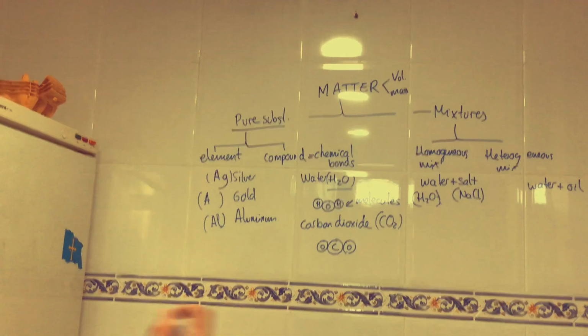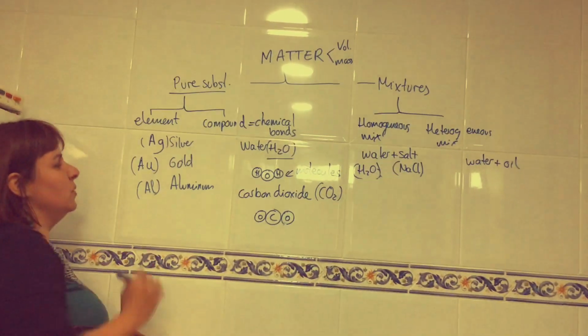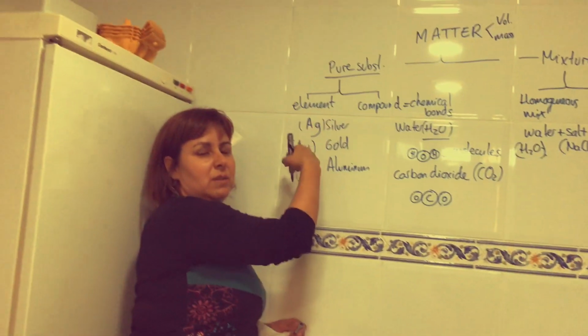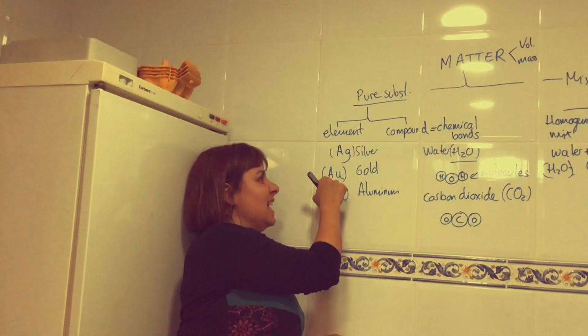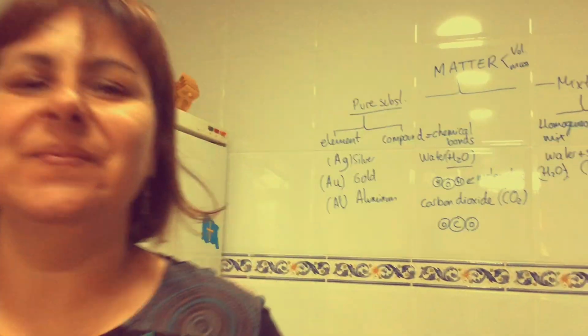Okay, I made a mistake here. Ag is silver, Au is gold, because I put Ag in both of them. No, Au is gold. The rest of them is fine.